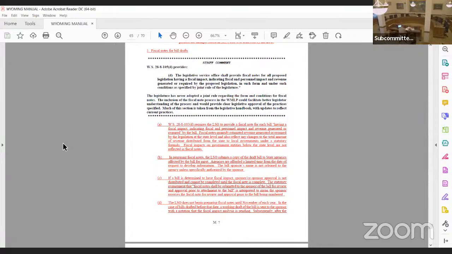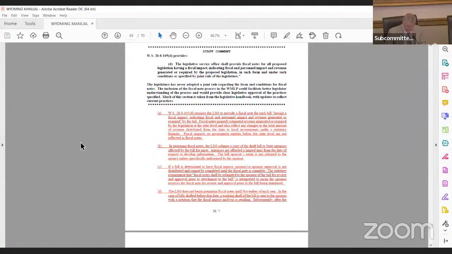M7, subparagraph C. And this is our interpretation again, Mr. Chairman. The statute requires that fiscal notes be submitted to the sponsor for review and approval prior to attachment to the bill. We've always interpreted that as the sponsor has to receive the fiscal note and approve it before the bill is numbered. And so we add that in there.